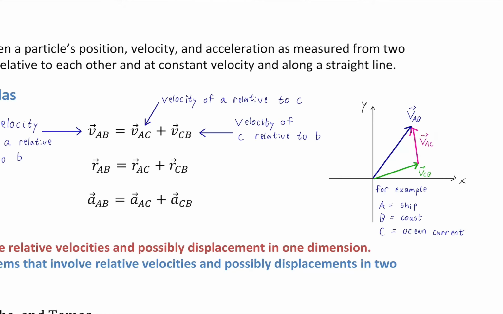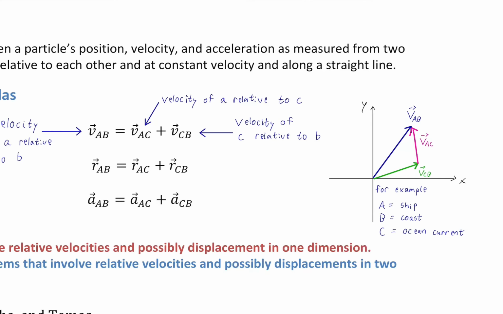If we want to find the velocity of the ship relative to the coast, it's going to be the sum of the two. So one last time: the velocity of the ocean current relative to the coast plus the velocity of the ship relative to the ocean current gives us the velocity of the ship relative to the coast. That's how you set up these problems. That is the idea.